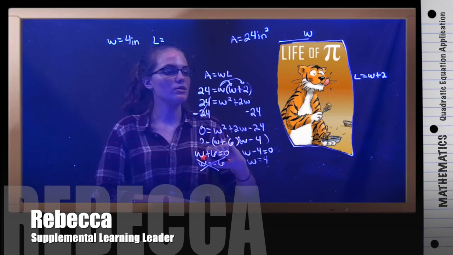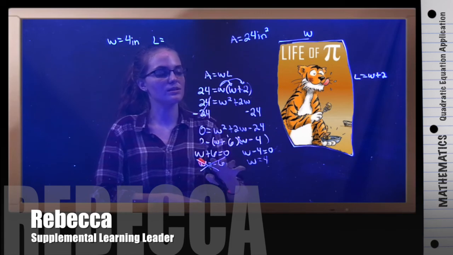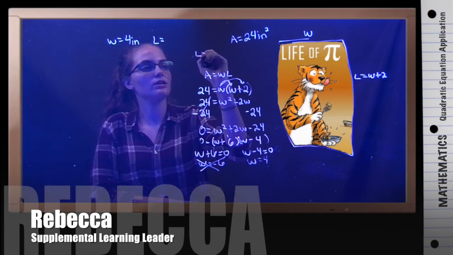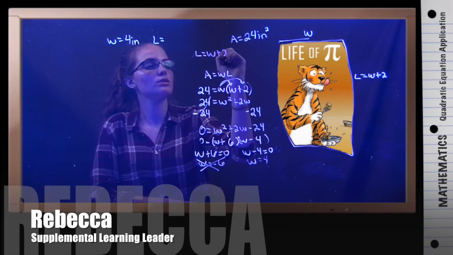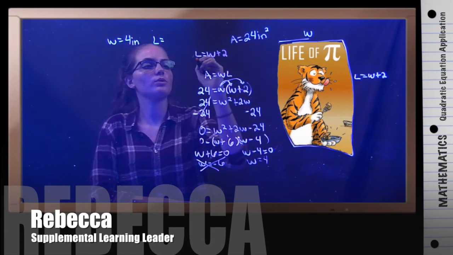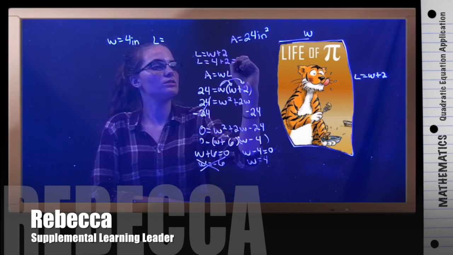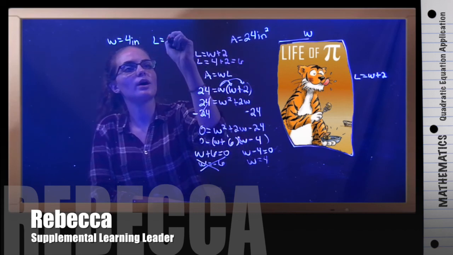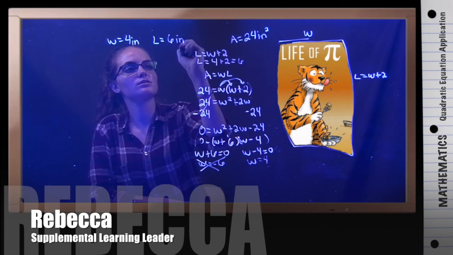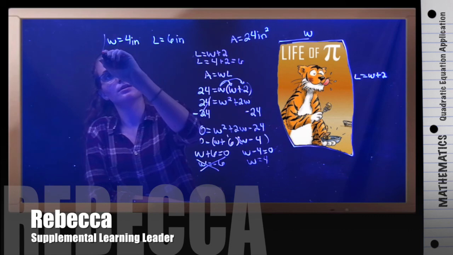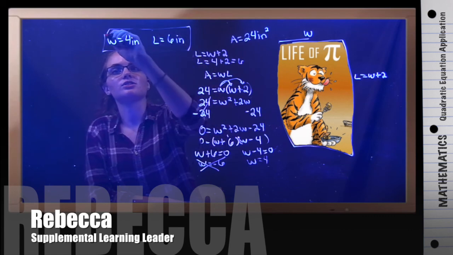Now for the length, instead of going through this entire process again, we could just use the length formula that we created earlier, L equals W plus 2. We know that W is 4. So we could say L equals 4 plus 2, which is 6. So L is 6 inches. So the poster is 4 by 6. And that's our final answer.